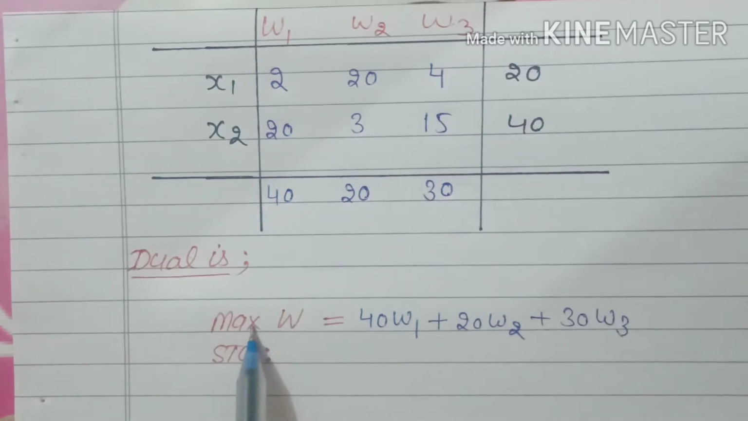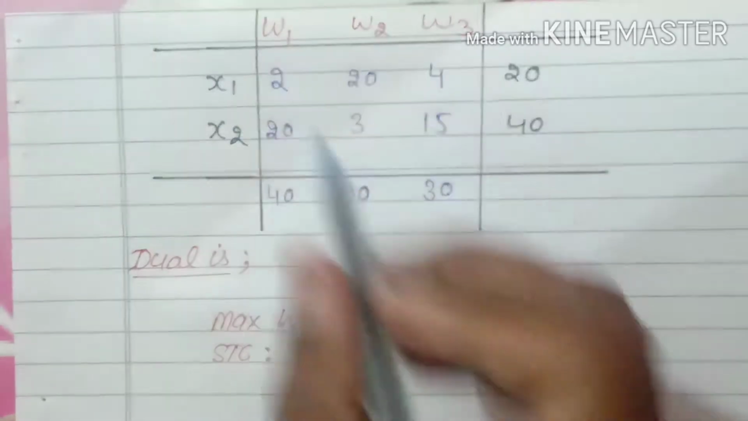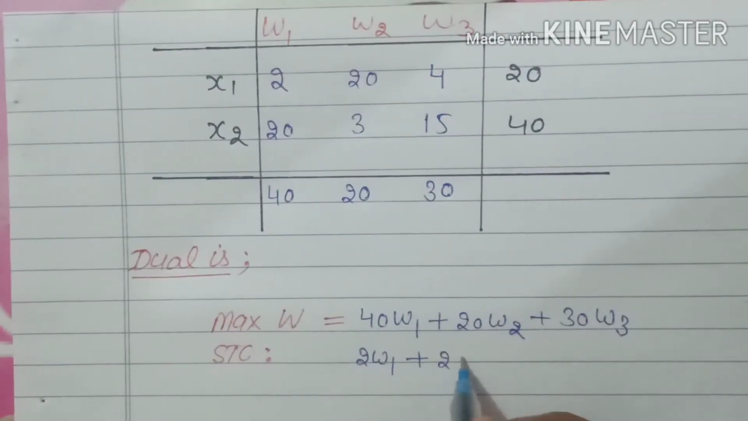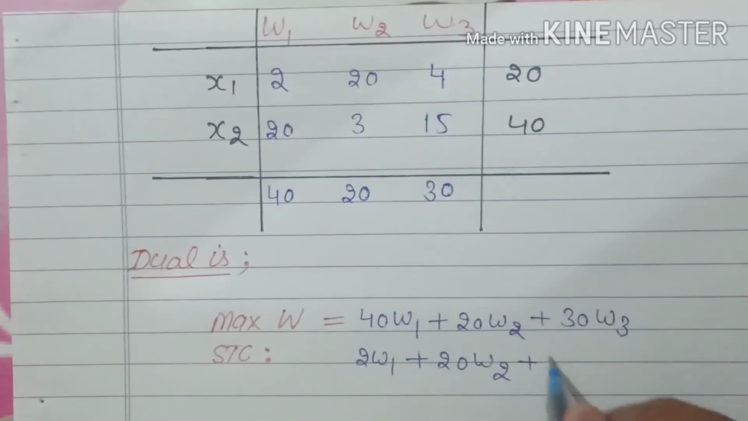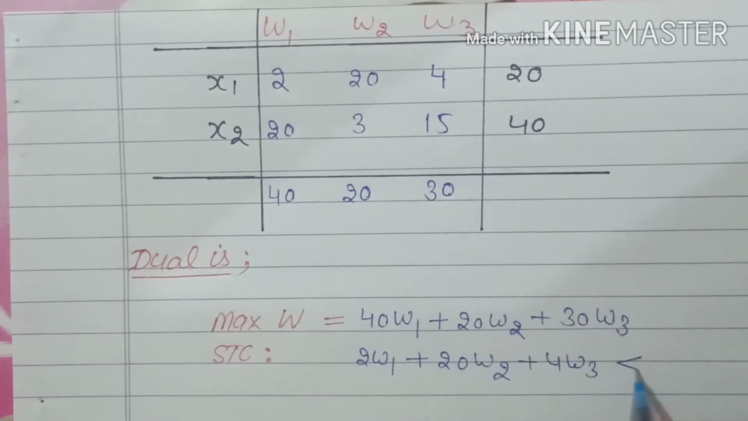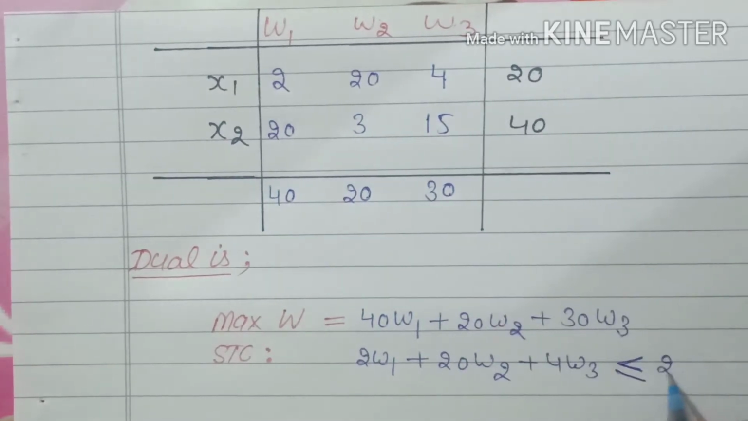Now you will see that this is a maximization type objective function, so in the constraint equations the inequality symbol will be of less than or equal to type. So let us write the first constraint equation. You will see that this is 2, so multiply this 2 with w1, then multiply this 20 with w2, then multiply this 4 with w3, and due to the maximization type objective function the symbol will now be of less than or equal to type, and this equals 20.